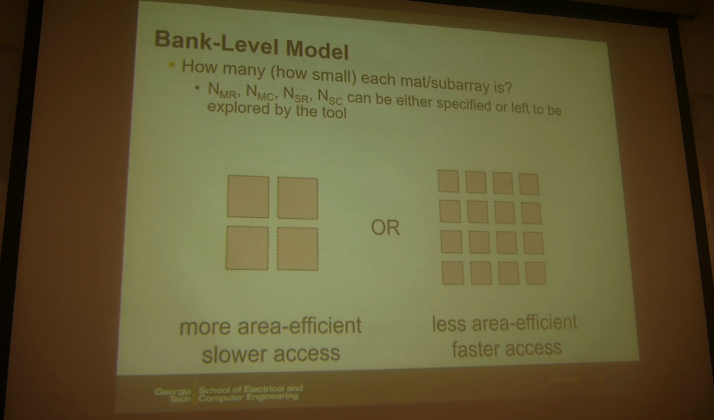Yes. So if you care about the speed, then you want to break up into smaller subarrays, because the wire distance is shorter, so RC delay is shorter, so it's faster. But of course, it's less area efficient because each subarray will be equipped with those peripheral circuits, like decoder, sense amp, and so on. So the area efficiency will be lower.